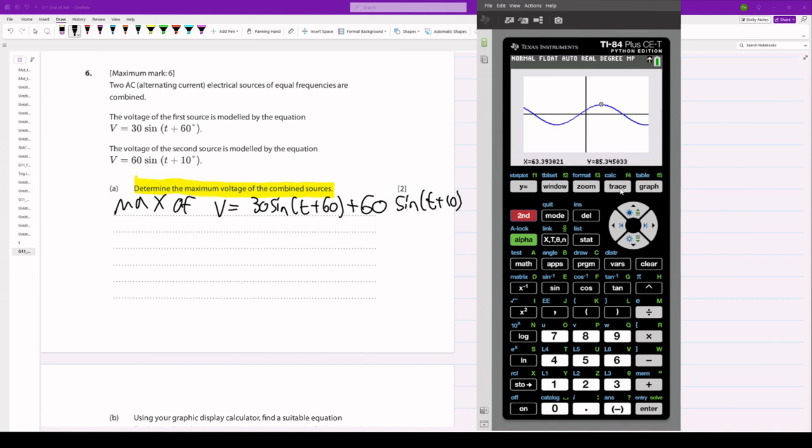Anyway, so calc again, maximum, so I press 4, and left bound it, right bound it, don't know why I asked for a guess. There we go, maximum is 82.5. And just to cover myself, I'm going to write done with calculator.